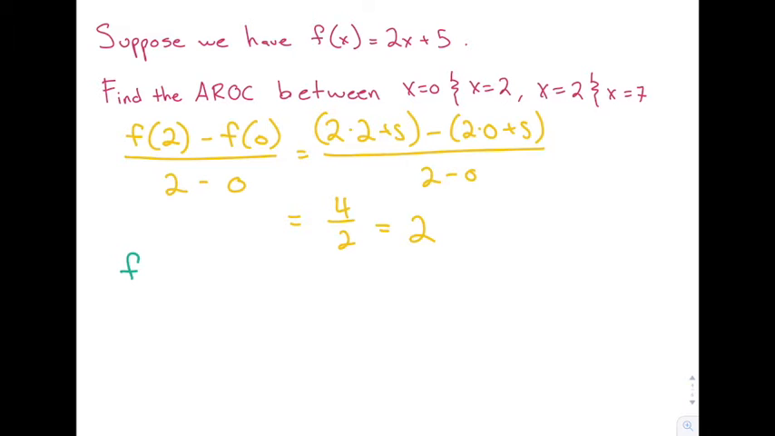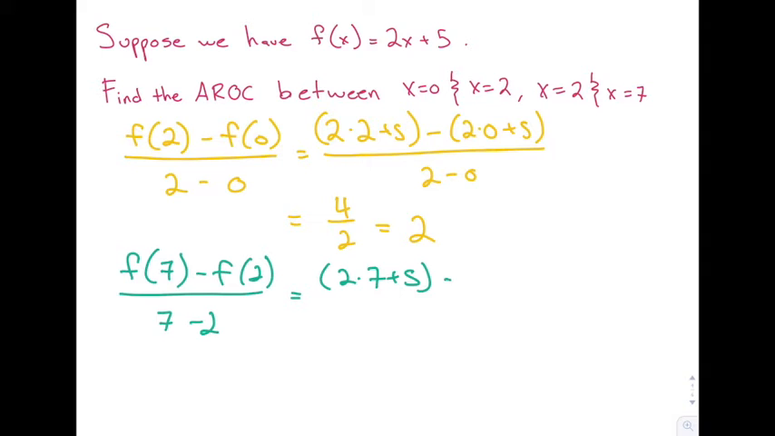So again, we do f of 7 minus f of 2 over 7 minus 2. And this will give us 2 times 7 plus 5 minus 2 times 2 plus 5 over 5. So 2 times 7 is 14 plus 5 is 19 minus 9. So that's 10 over 5. And again, we get 2. Maybe this doesn't come as a surprise to you.